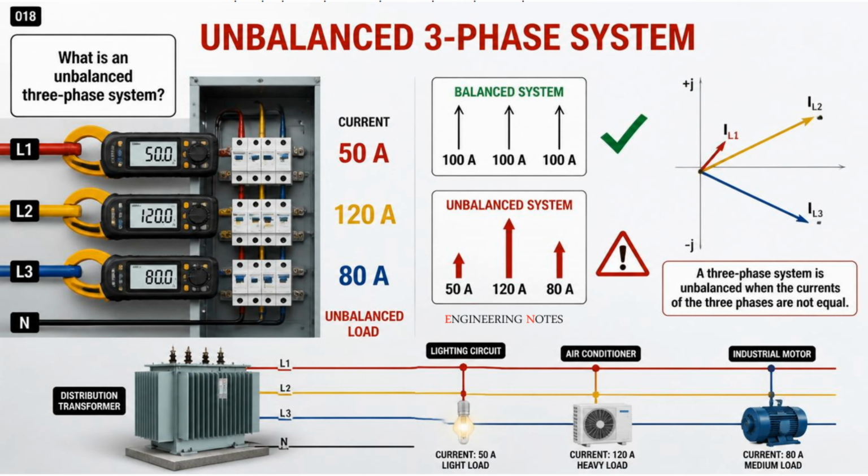This imbalance can cause problems such as increased losses, voltage imbalance, overheating of equipment, reduced efficiency, and excessive current in the neutral conductor. For reliable and efficient operation, electrical systems should be designed and operated so that the loads are distributed as evenly as possible across all three phases.